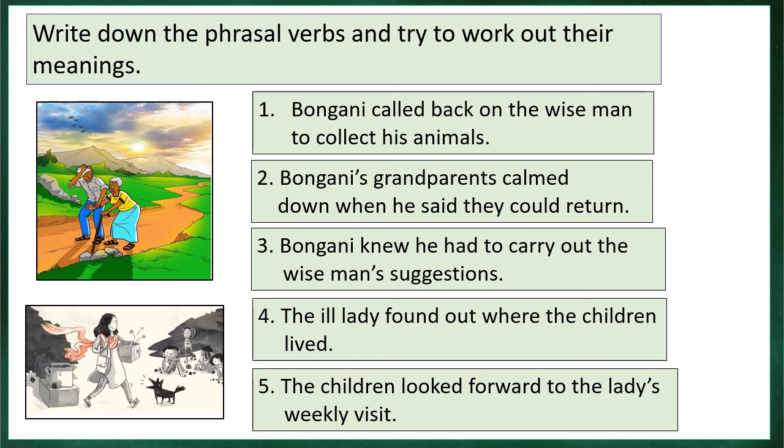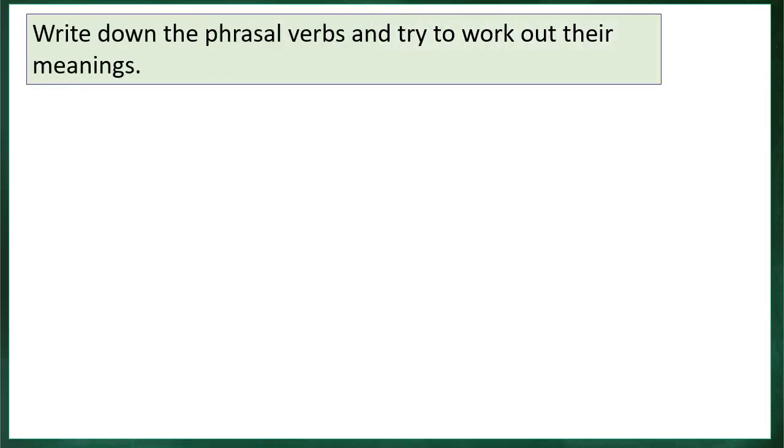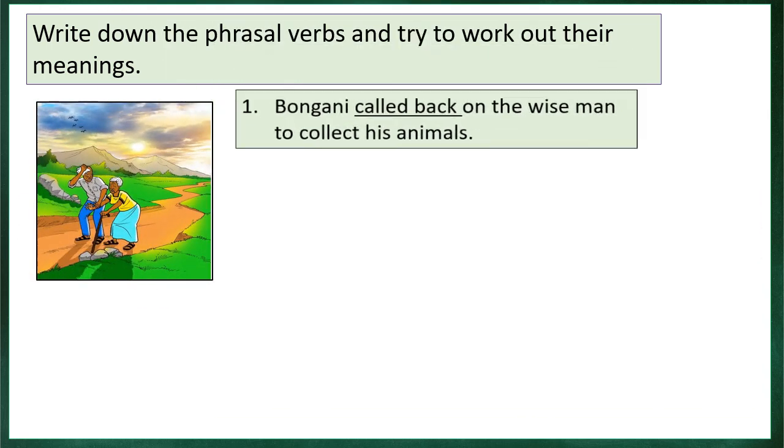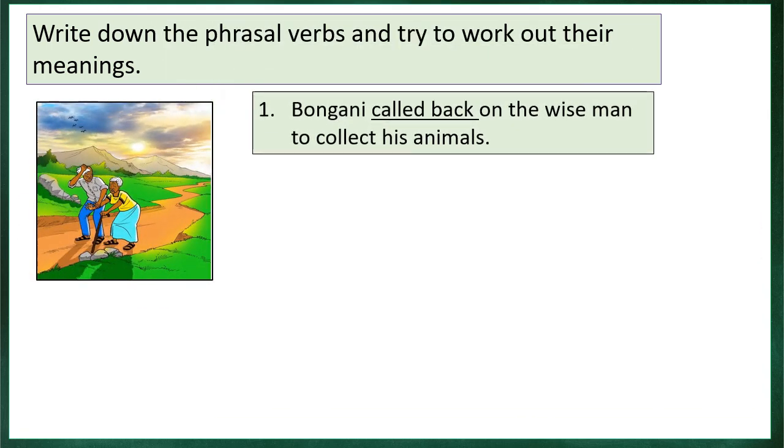Right, so you finished that one, so we can go on and mark it. You've written down all the phrasal verbs, right? Good. Let's go through the answers. You had to write down the phrasal verbs and try to work out their meanings. So your marks are just going to be for identifying the phrasal verbs. Okay. So the first one, Bongani called back on the wise man to collect his animals.